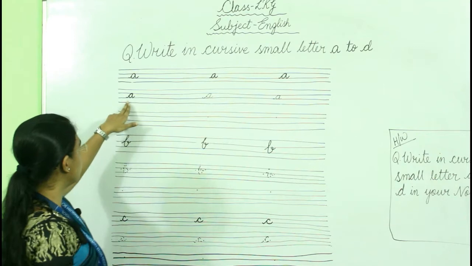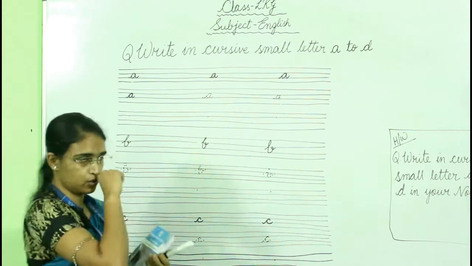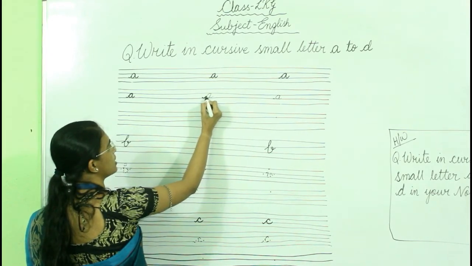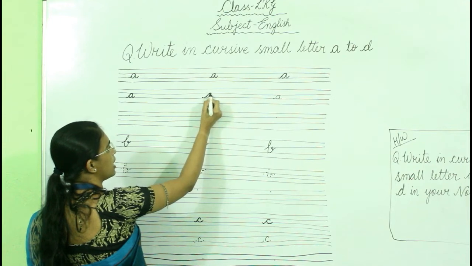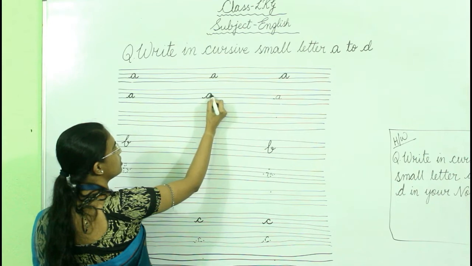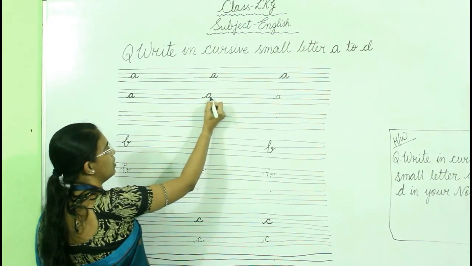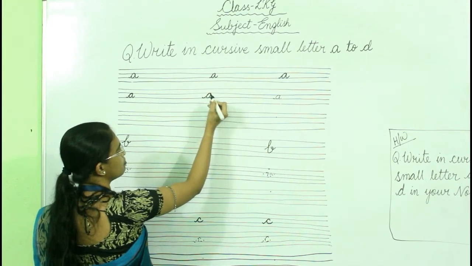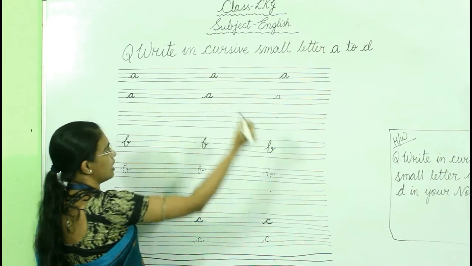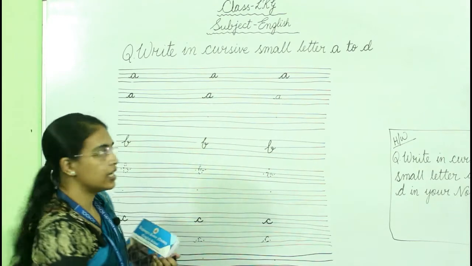Okay, now we will write cursive capital letter A. So for that, first you have to draw a curved line like this, then go up, make another curved line like this, okay, then make it a circle like this, then come down, don't withdraw your pen from the page and make another curved line like this. So this is cursive capital letter A.